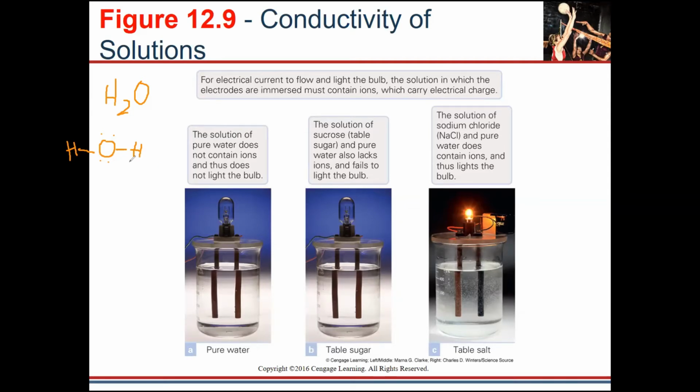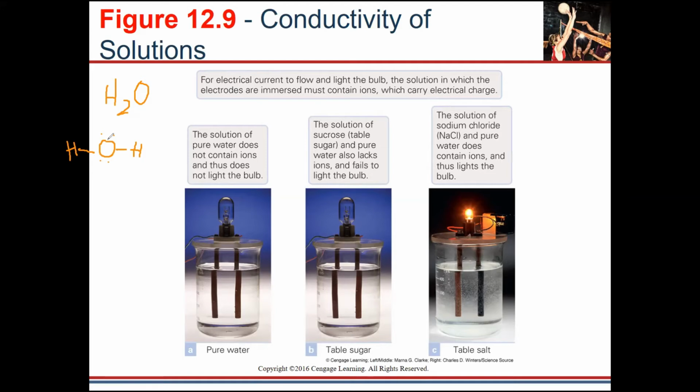So these guys, because they're sharing the electrons, there's no electrons free to sit there and carry the charges. There's no positive and negative ions that exist, so you're not going to get electricity flowing through it. Okay, does that make sense? Yeah.